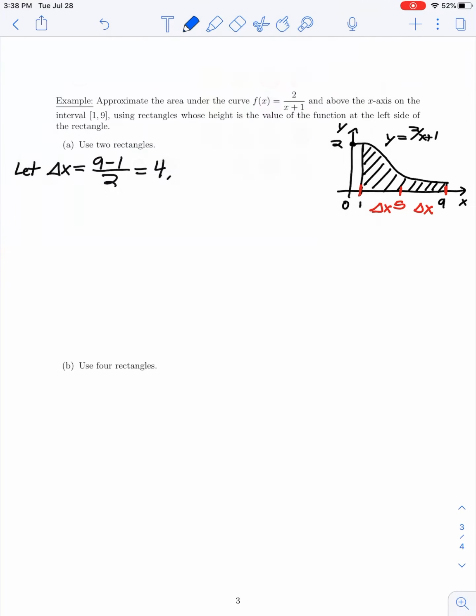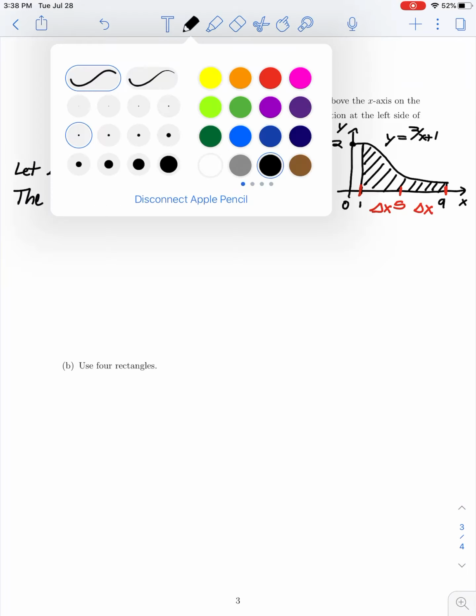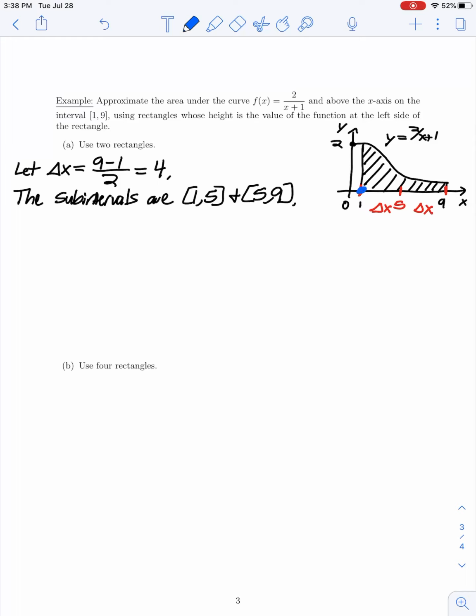Now, for each of these subintervals, let's say the subintervals are from 1 to 5 and 5 to 9. For each of these subintervals, we're going to take the left endpoint of that interval, and the value of the function at that left side of our interval will be the height of our rectangle.